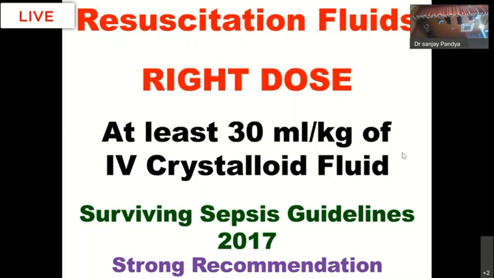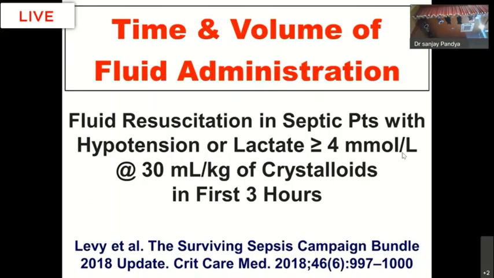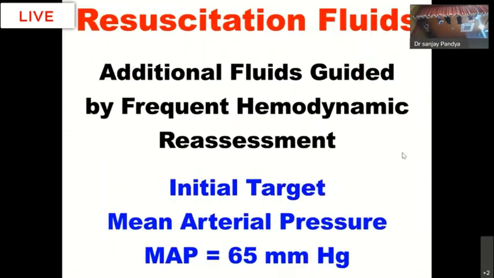And therefore, if there is no contraindication, see to it that a minimum of more than 500 ml, say 600 ml, 700 ml is infused, considering the weight of the patient. Okay, and then this is something which is important. Additional fluid guided by frequent hemodynamic reassessment.